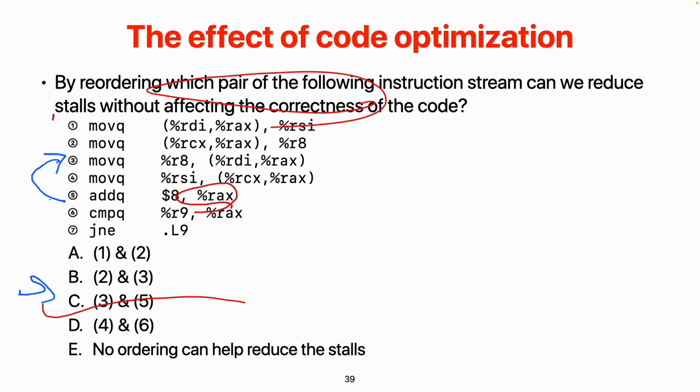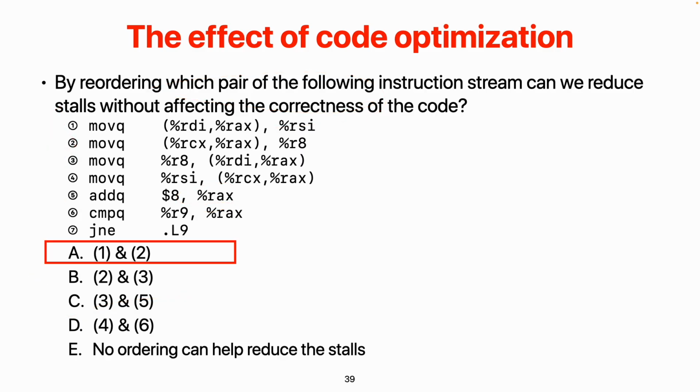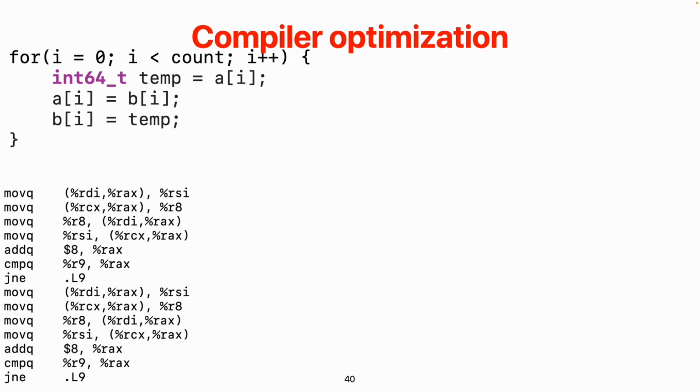Right, so if you reorder 1 and 2, that doesn't really affect the correctness, but does that help the performance? If you take a look, the answer is it will make the performance better because right now you can remove 1 cycle stall.